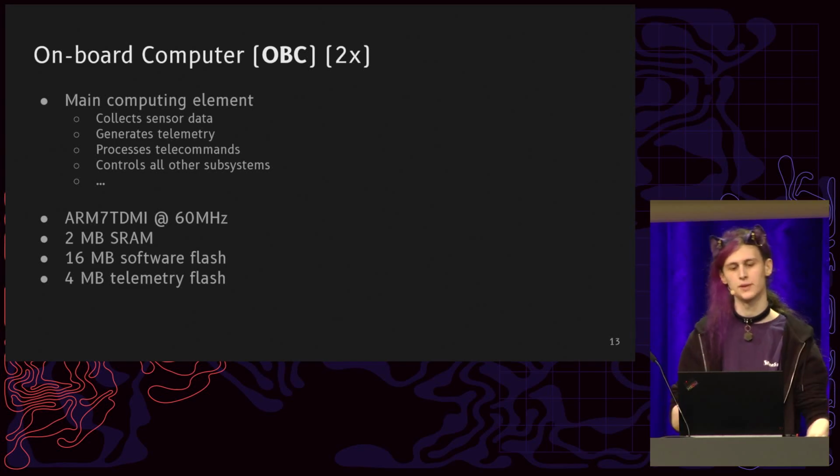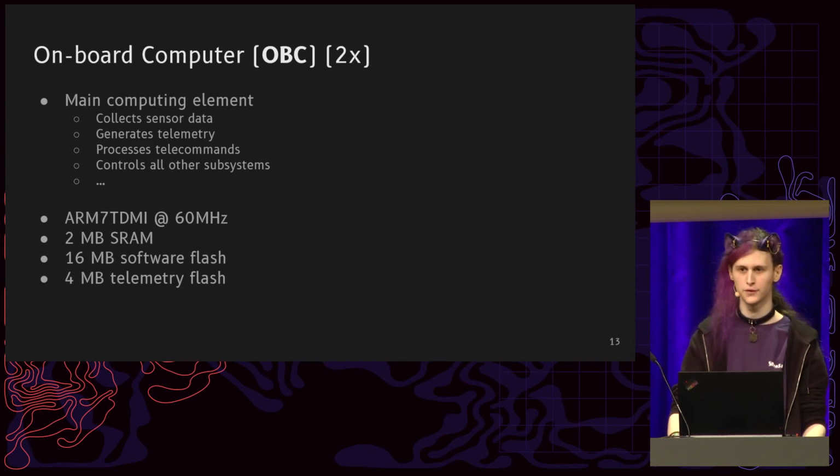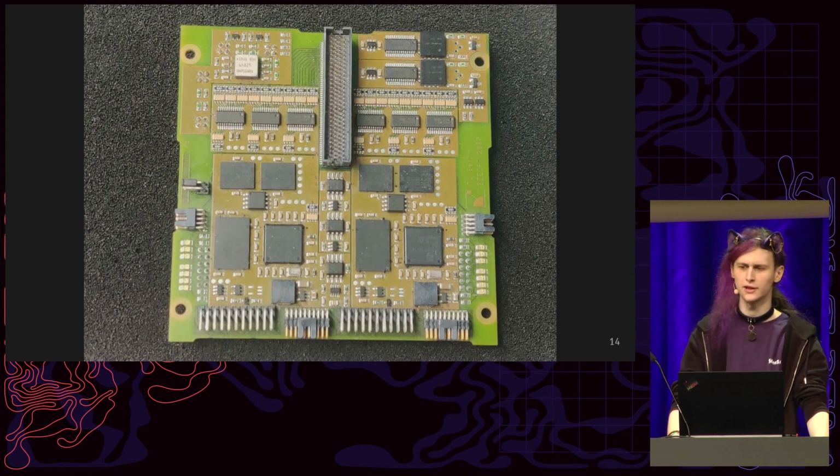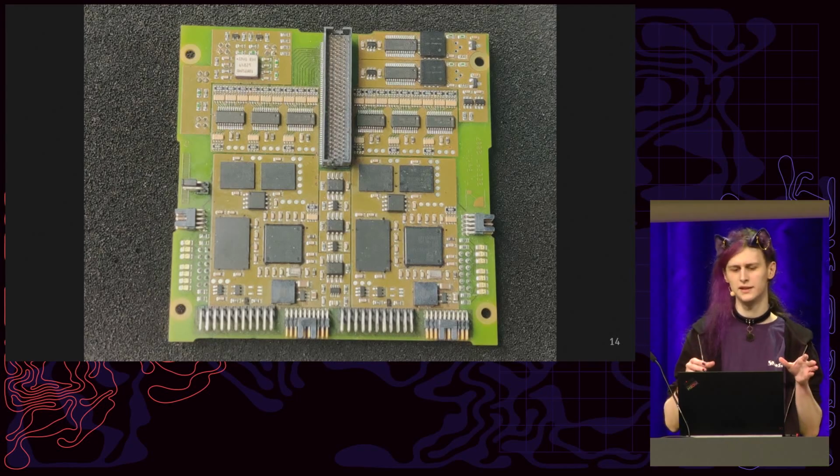And then you have two flash chips. You have 16 megabytes for software, so that's firmware and configuration. And then you have a telemetry flash chip, and that's used to store telemetry data. So this looks like this. All these different components get integrated onto these 10 by 10 centimeter PCBs.